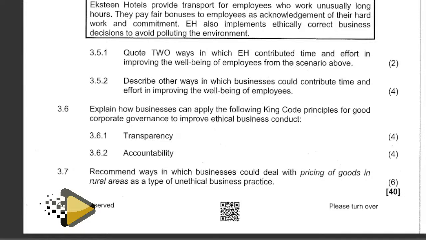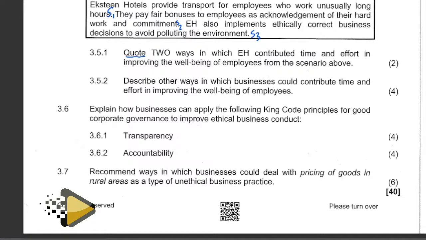Okay, right. Then let's check the first question. The first question, which is 3.5.1, says: quote two ways in which EH contributed time and effort in improving the well-being of employees from the scenario above. Okay, right. So now if we check here, this is our sentence 1, this is our sentence 2, and this is our sentence 3. So when the question says quote, remember the expectation is to write the sentence the way it is. You don't add, you don't subtract. Just write the full sentence here.